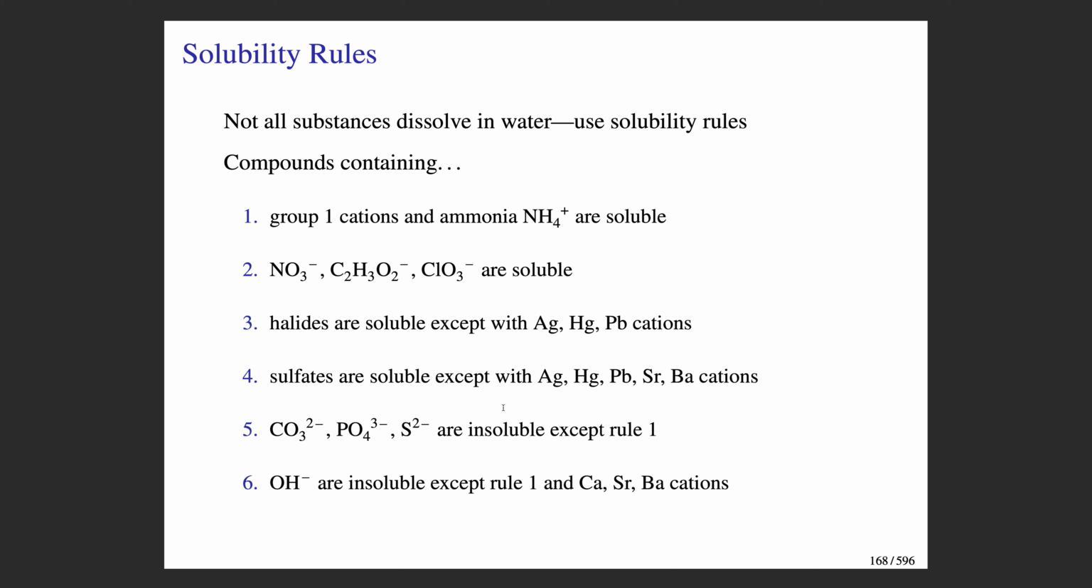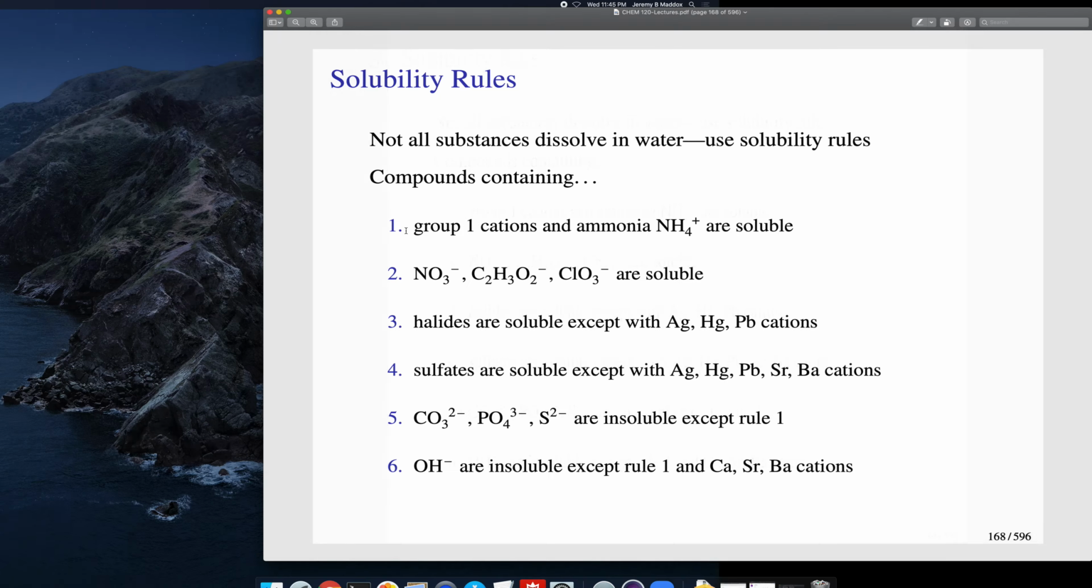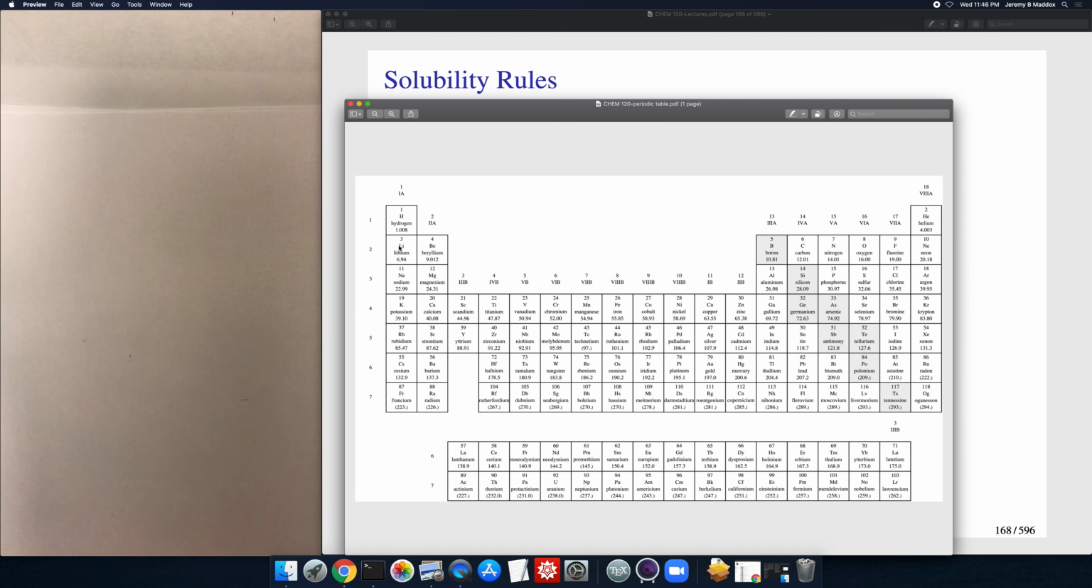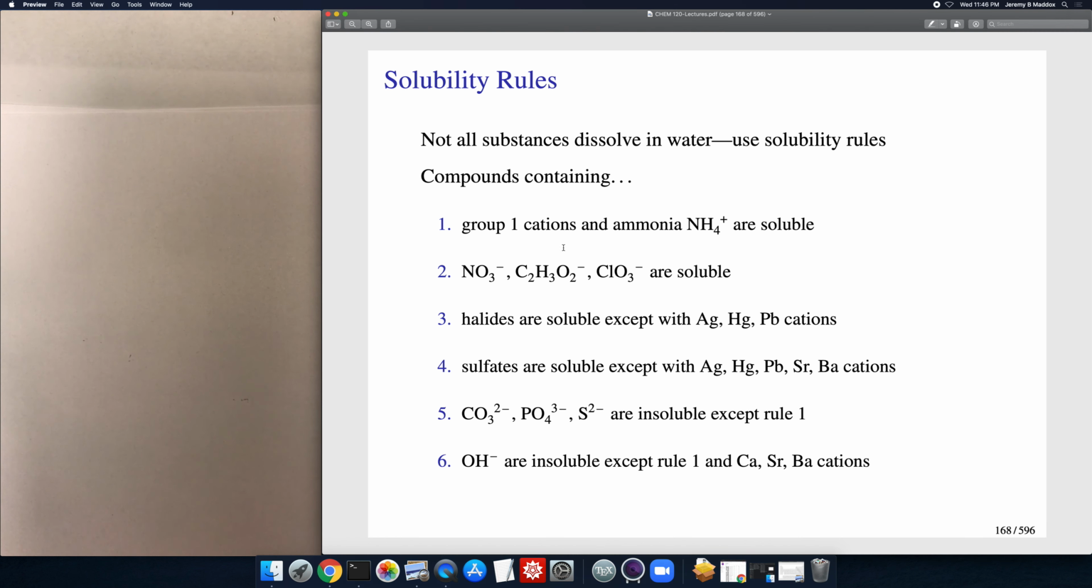So if an ionic compound contains a group 1 cation, so this would be something like lithium, sodium, potassium. Let me pull up the periodic table. If your ionic compound contains any of these group 1 cations, then that compound is soluble in water. So you'd classify it as soluble. Alternatively, if it contains the ammonium cation, then it's also completely soluble. Okay, so that's rule number 1.